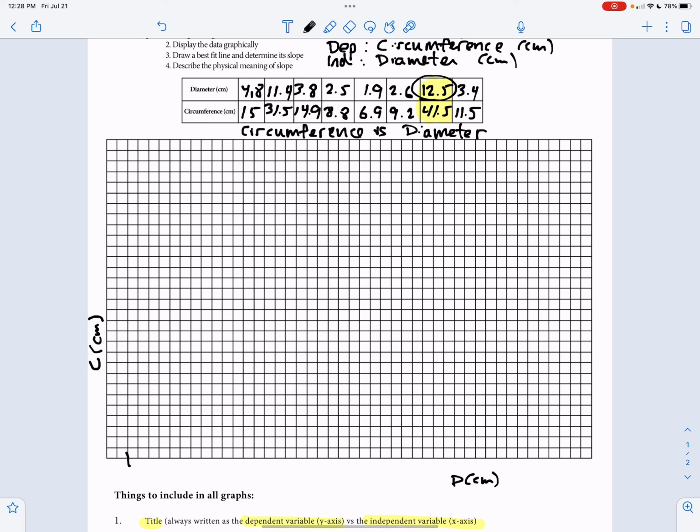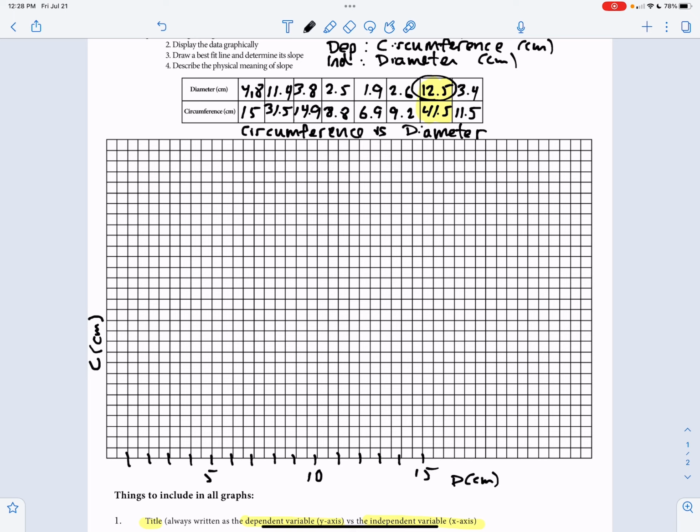Well, every 2 boxes would be 1, 2, 3, 4, 5, 6, 7, 8, 9, 10, 11, 12, 13, right? 14, 15. And that's not bad because it goes a little more than half of the graph. So if you can extend it at least a little more than half the graph, then you're giving yourself a good graph to work with.